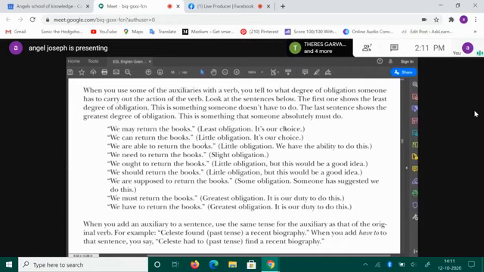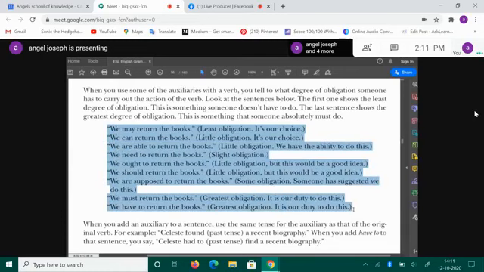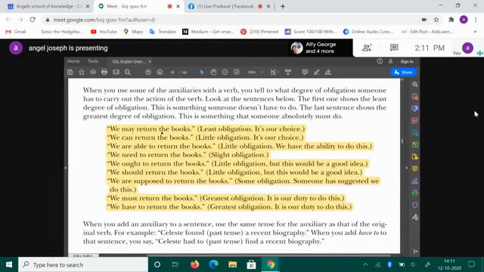So the sentences that you see here, all these sentences, let me highlight this first. Now all these sentences are moving from a lowest degree of obligation. What do I mean by obligation? The feeling or the compulsion that you feel within yourself to do something. Let me give you a very good example of this.